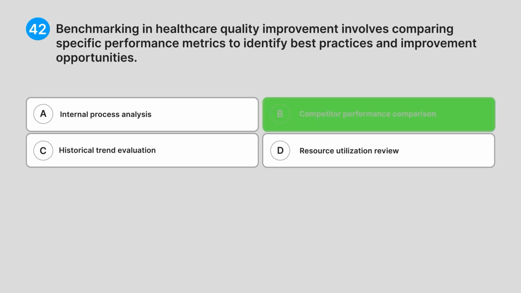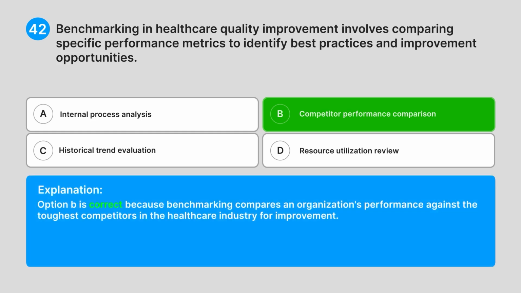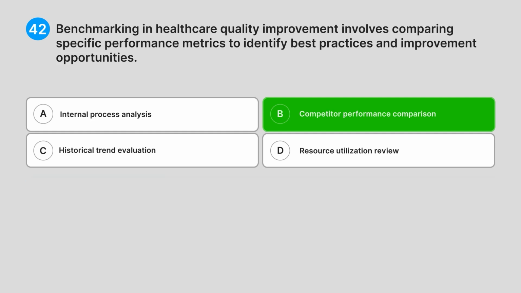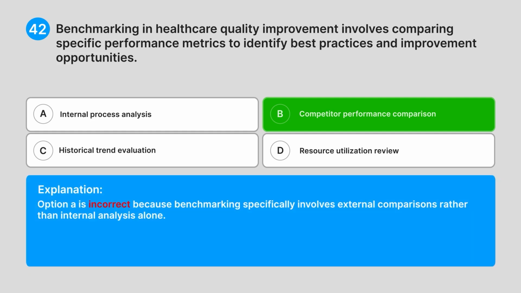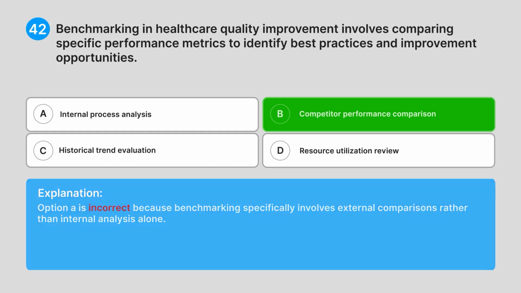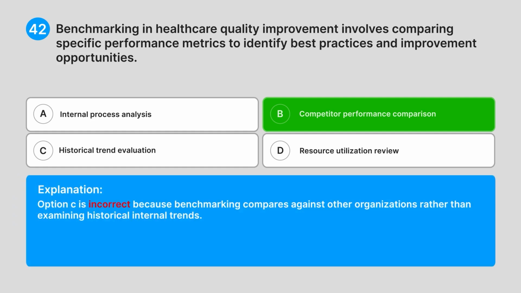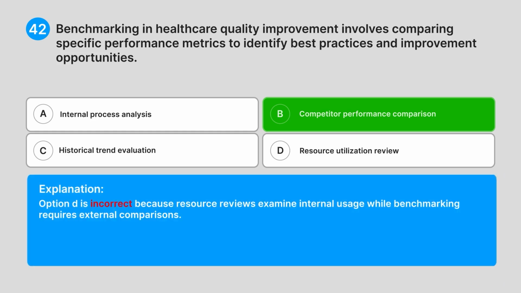Correct answer. B. Competitor performance comparison. Explanation: Option B is correct because benchmarking compares an organization's performance against the toughest competitors in the healthcare industry for improvement. Option A is incorrect because benchmarking specifically involves external comparisons rather than internal analysis alone. Option C is incorrect because benchmarking compares against other organizations rather than examining historical internal trends. Option D is incorrect because resource reviews examine internal usage, while benchmarking requires external comparisons.